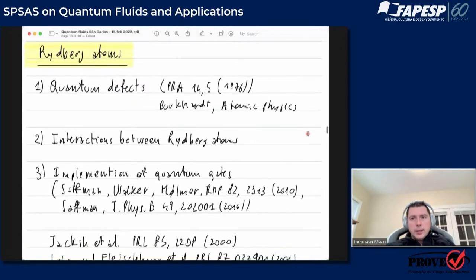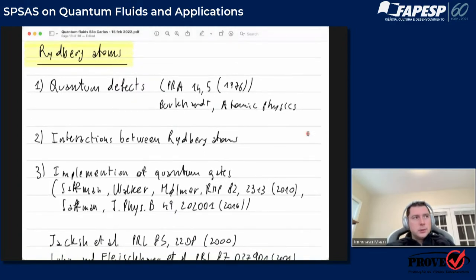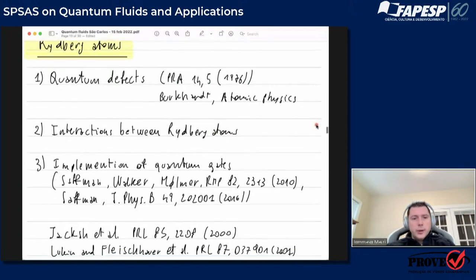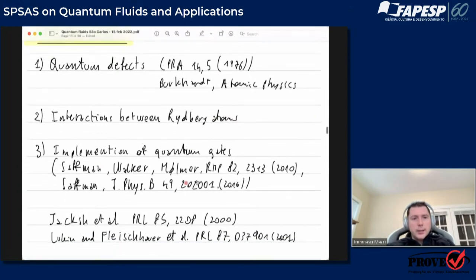I will probably be able to cover just a part of this discussion today, which will be related to the motivation of so-called quantum defects, and to the interactions between Rydberg atoms. And if we have time, I want to show you a slide on the implementation of quantum gates, which are important for quantum computation, based on the strongly interacting properties of Rydberg atoms.